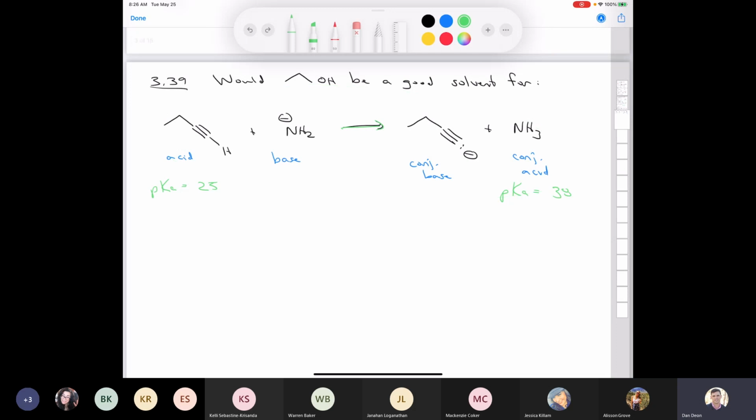But that's not the question. The question is, would ethanol be a good solvent? Could anybody answer that, yes or no? If anybody was studying last night and maybe could answer me, could you do this reaction in ethanol? Ethanol is cheap.